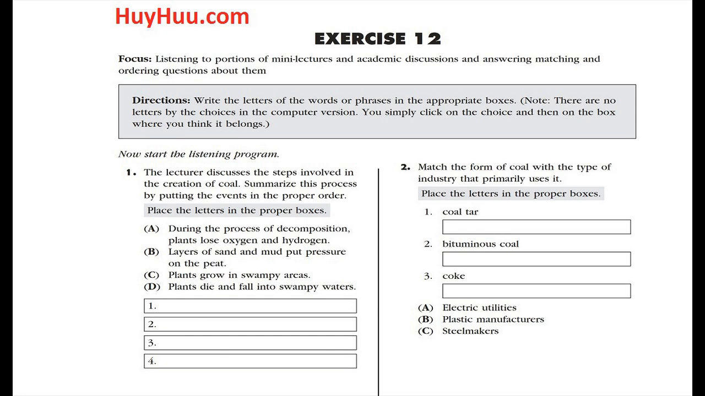Number 1. The lecturer discusses the steps involved in the creation of coal. Summarize this process by putting the events in the proper order. Number 2. Match the form of coal with the type of industry which primarily uses it.